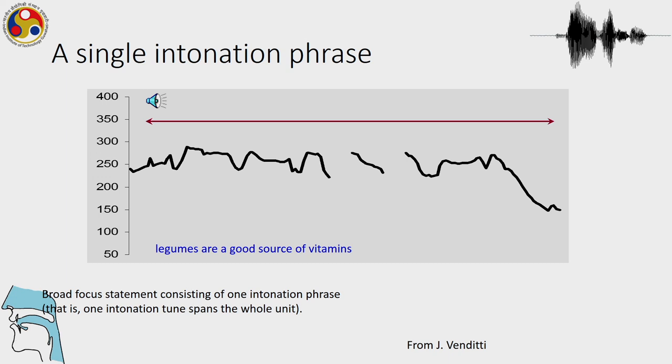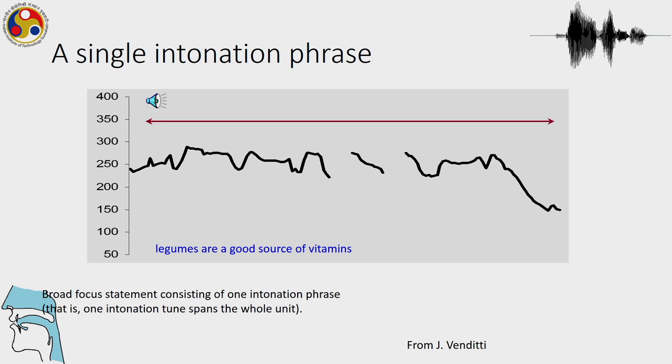In this single intonation phrase, we can see that there is a small rise, and then a wave sort which we studied earlier, and then a final fall. So this is what it sounds like. Legumes are a good source of vitamins.